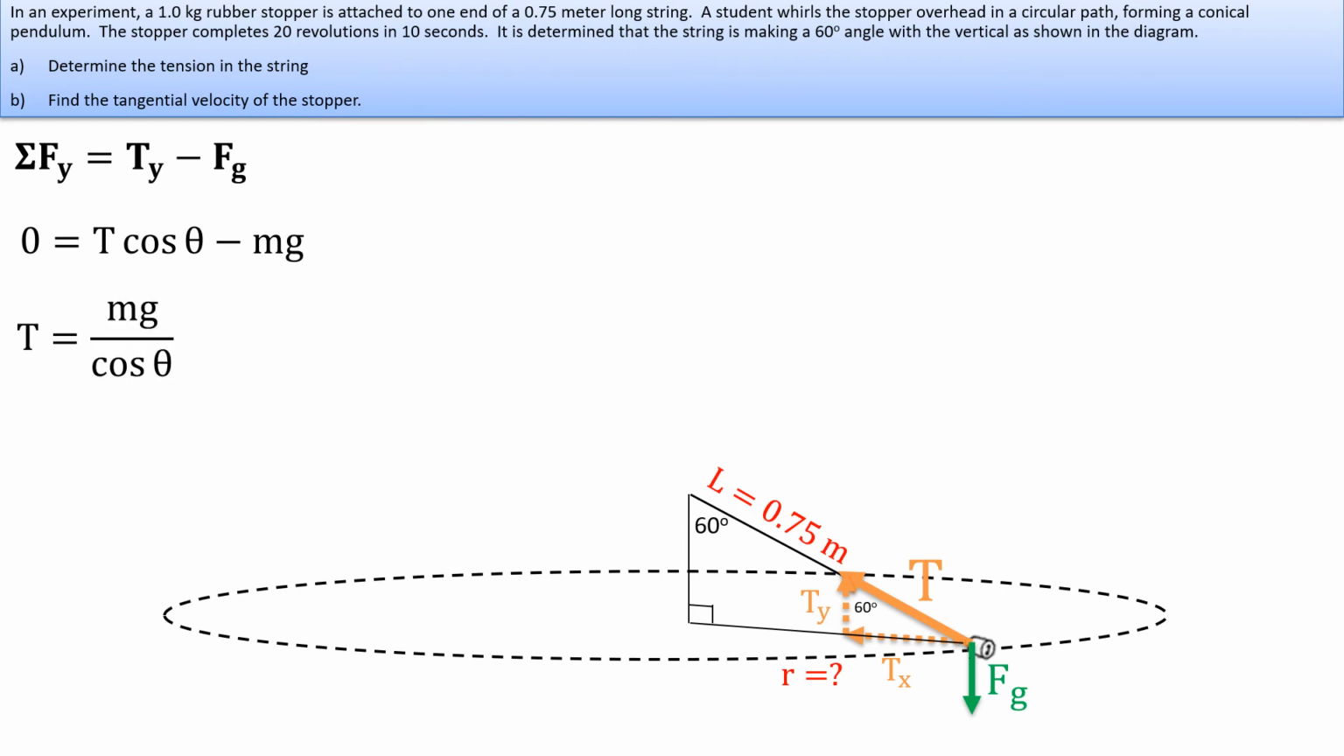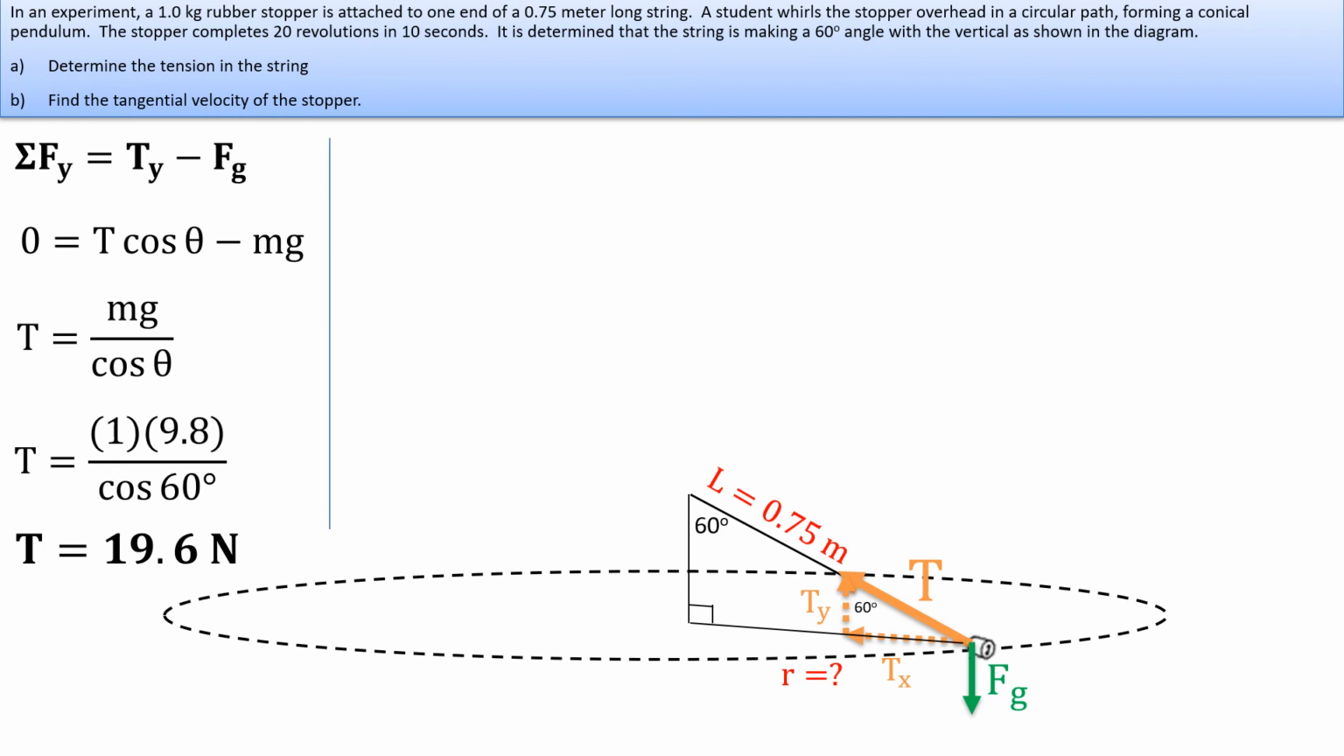So continuing on, we're just solving for T, adding mg to both sides, dividing by cosine, and we could actually solve at this point. You have a tension in the string of 19.6 newtons. In the x direction, you only have the x component of the tension. And the x component of the tension is the center-seeking force that's acting as the centripetal force. That's the thing that's causing the thing to move in a circle.